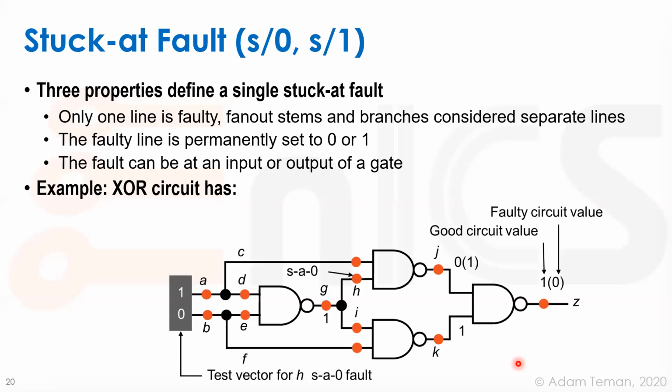The fault can be at the input or an output of a gate. So an example, this is an XOR circuit. It's a XOR made out of several NAND gates. If we take this line over here, it branches out into two lines, so the fan out of this line is double. We could have a fault over here at point A. We could have a fault over here at point D and point C.